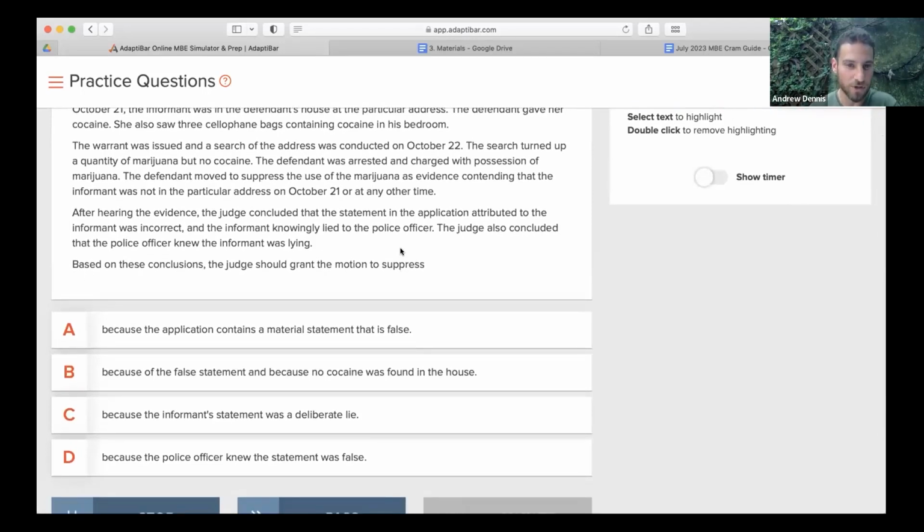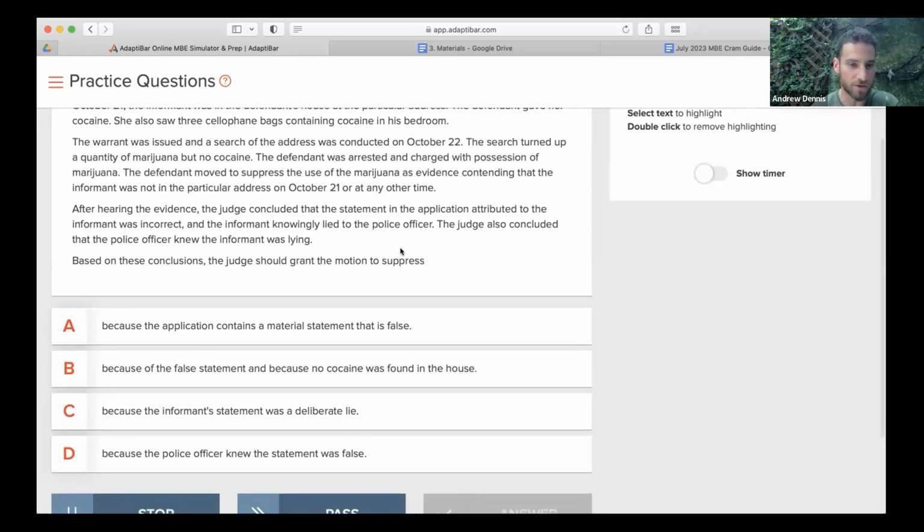The judge should grant the motion to suppress because the application contains a material statement that is false, because no cocaine was found in the house, because the informant's statement was a deliberate lie, because the police officer knew the statement was false.